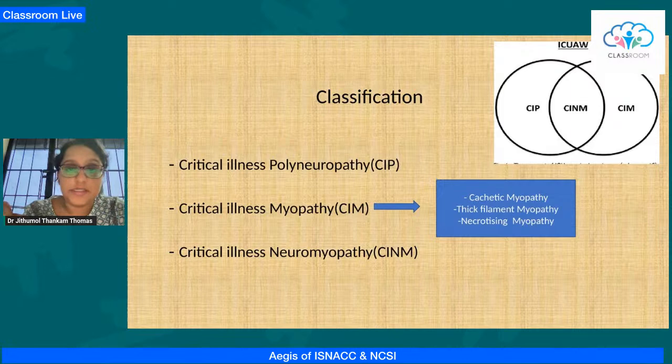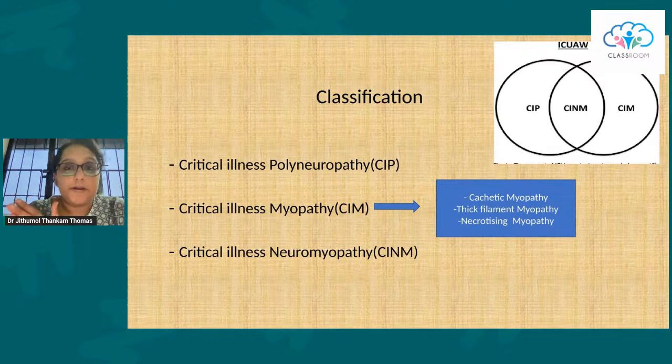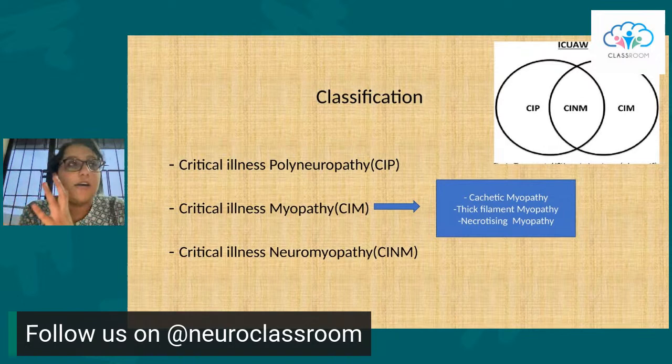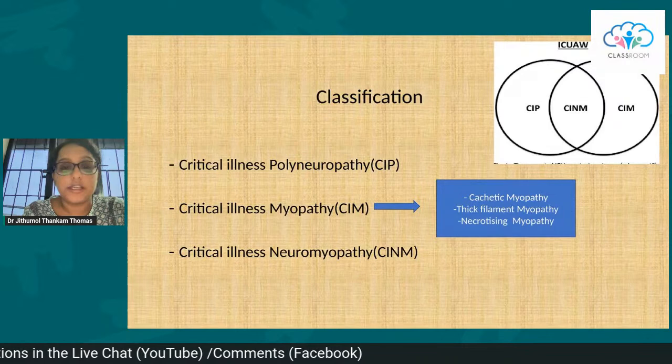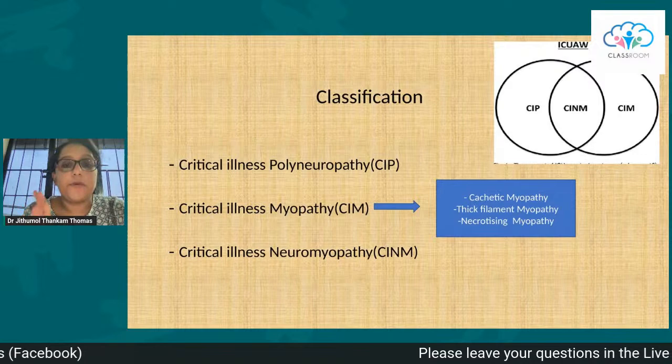Then you have a third entity wherein there is an overlap. You have a polyneuropathy, you have myopathy, and you have an overlapping spectrum. And that is called critical illness neuromyopathy. And many a times, what patients present with is an overlap. Clinically, it is usually quite difficult to differentiate between the three. You will have to do further evaluation and examination to actually determine what kind of ICUAW it is. But generally, it is CIP, CIM, or CINM.